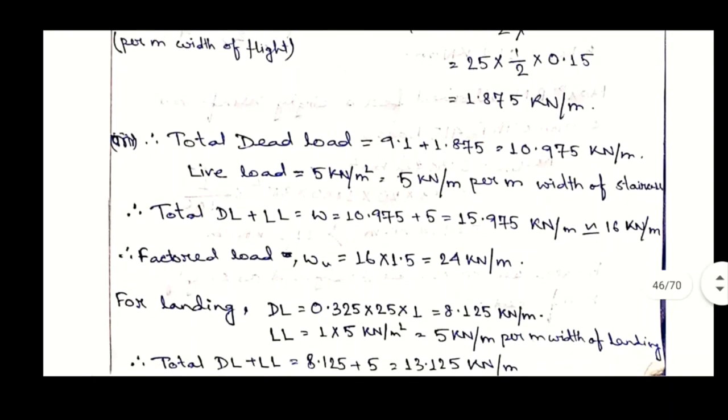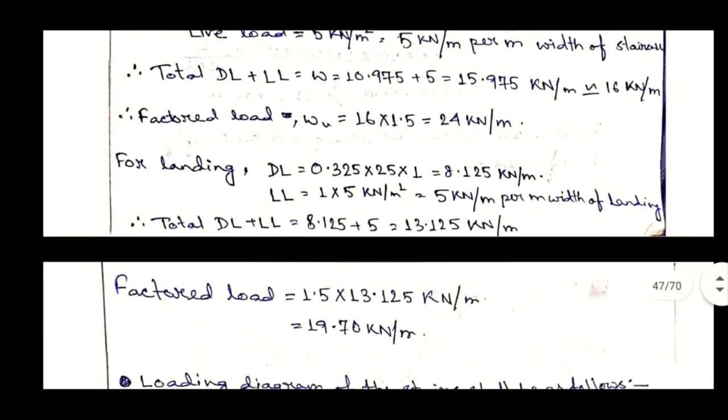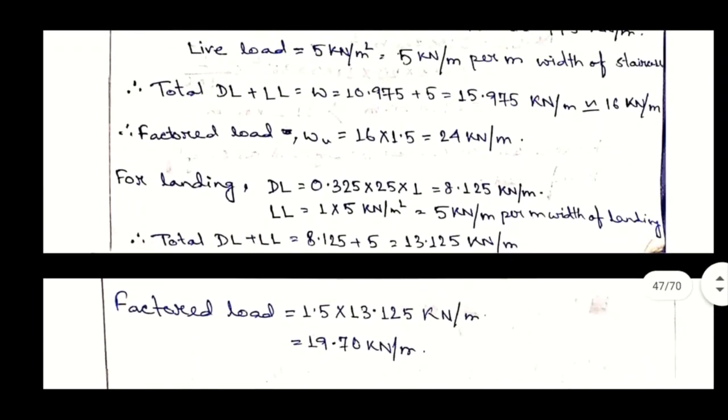So total load is dead load plus live load, that is equals to 8.125 plus 5, that is equals to 13.125 kilonewton per meter. So factored load will be 1.5, that is load factor given in table number 18 of IS 456-2000, into that total load 13.125 kilonewton per meter, that is equals to 19.70 kilonewton per meter. So these are the loads.